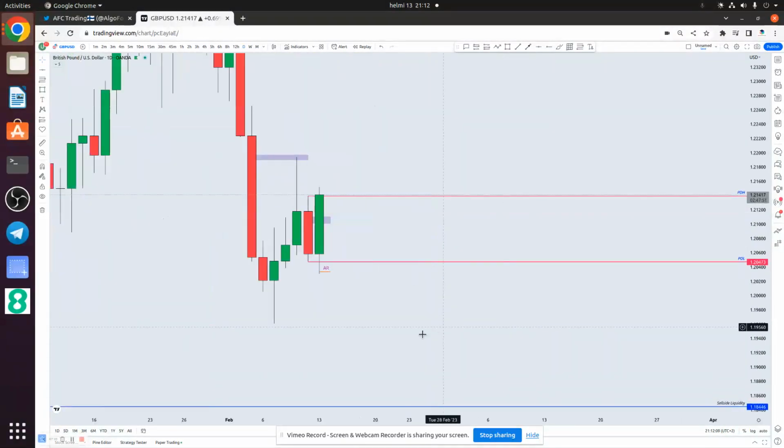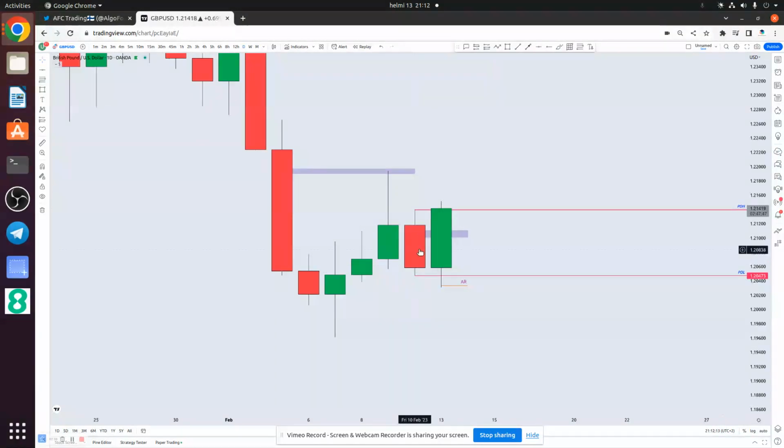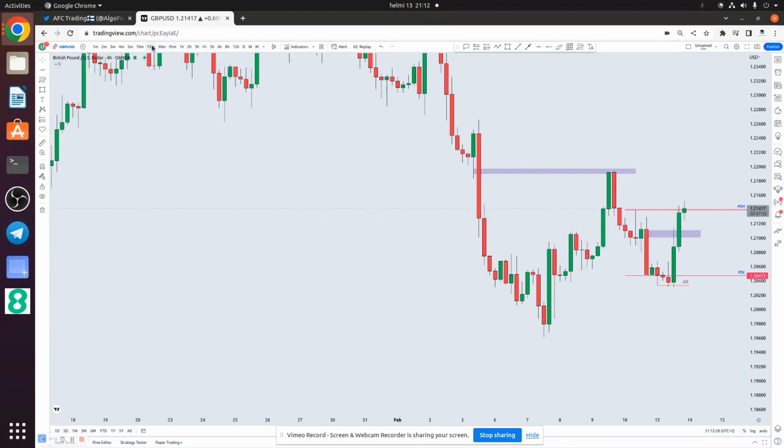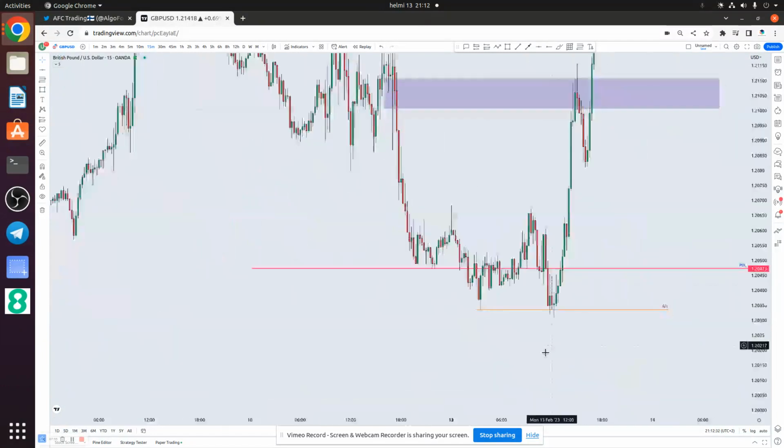So we are now on the daily. This is the previous day's candle, the high and the low. Price grabs the liquidity from previous day's low, respected this order block, and if I switch to lower time frame, I'd like to show you something.